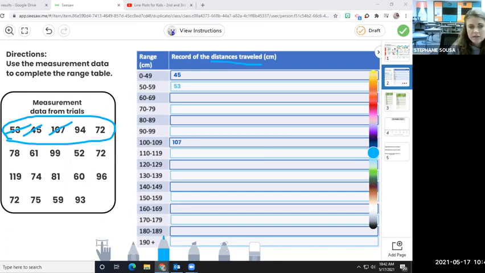Okay, let's take a look at our next one. Our next one is 94. Someone's car traveled 94 centimeters. That is bigger than 40, 50, 60, 70, 80. There it is in the 90s. I'm going to place 94 centimeters in the range of 90 to 99. So far, the car that has traveled 107 centimeters is the winner so far.